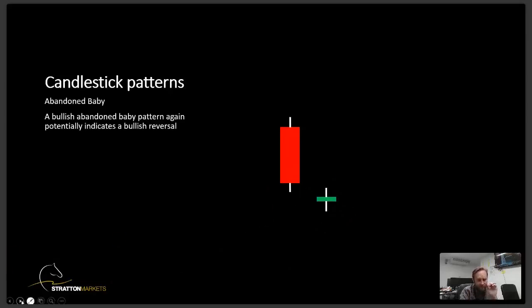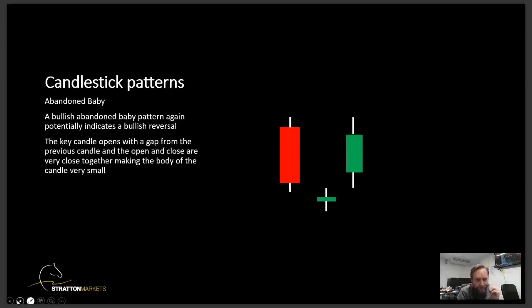But it's not just this you look for, because then what you look for next is if you then see a bullish candle, the next unit of time opening above it like this, which indicates that potentially the market is changing direction. But like I say, the key candle is the abandoned baby, with a thin body, and it has to have a gap from the previous bear candle. There can also be a gap from the bullish candle, but there has to be a gap from the bearish candle, and it has to have a very thin body and very low wicks.